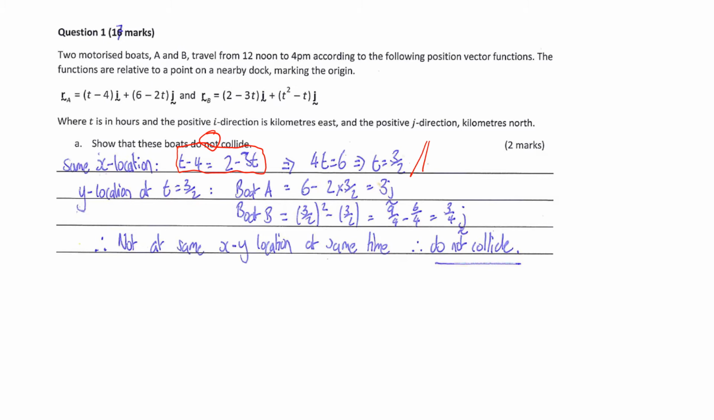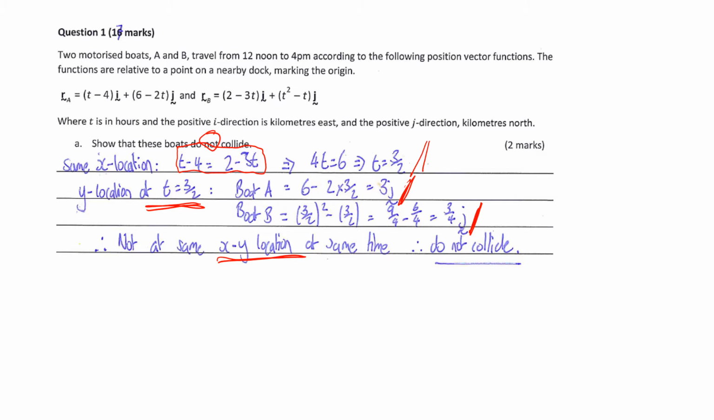So what we can do, the easiest way to go about it, is to just sub t equals 3 on 2 into the boat A expression. And of course, after 1.5 hours, it's at 3j, indicating 3 kilometers north. For boat B, we substitute 1.5 hours into it, and we get 3/4 of j, so 750 meters north. So they're clearly not at the same location, and so that's enough evidence to show that they do not collide. They're not at the same xy location at the same time. That's what it's all about.